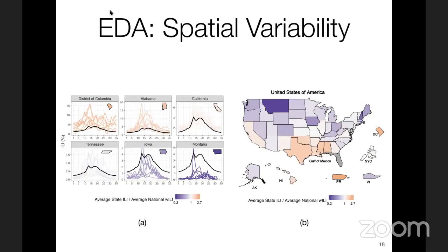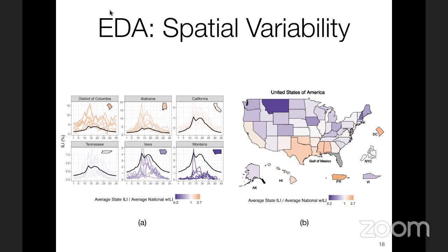The first piece is that there is spatial variability. In the map on the right, these orange states are states that have average ILI above the national average. Purple states have average ILI below the national average. You can see our higher ILI activity states seem to be concentrated around the Gulf of Mexico. On the left, you're seeing a breakout of a few of those states.